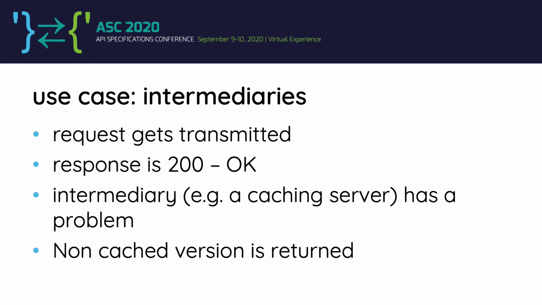Another use case could be intermediaries. When intermediaries in a request response cycle come into play, for example, caching servers, you could have the use case that the initial request was okay, just like before. Hence, the response wouldn't contain any error or warning information. Now, if anything happens at the intermediary server, one could return this information through warnings that will be added to the response and leave the rest of the response intact.